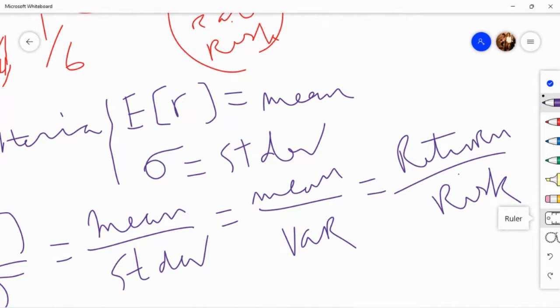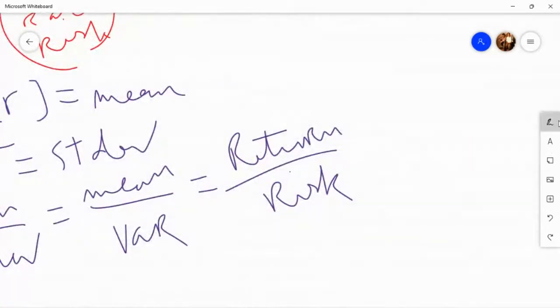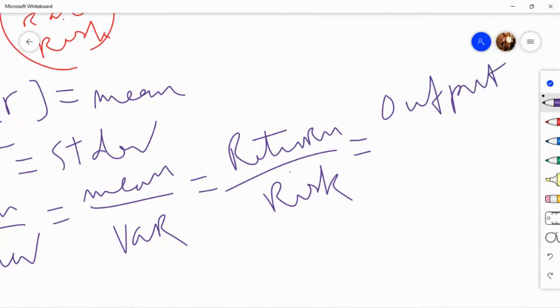Now, let's think about the rationale behind the ratio. This is exactly an input-output ratio, if you think about it. I've been talking a lot about input-output ratio. Input-output ratio measures productivity or efficiency. The highest ratio will be the most efficient one, right? Return is the fruit of investing in these stocks, and the standard deviation is the risk that you take.